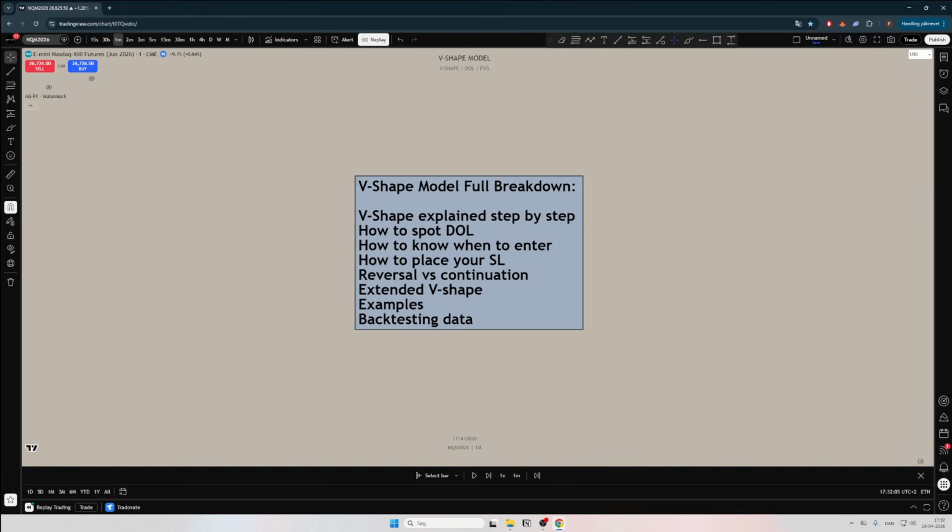A lot of you ask for a full breakdown of my V-shape model. So in this video I'll show you exactly how I trade it step by step. Then I'll talk about how to spot drawn liquidity, how to know when to enter your trade, how to place your stop loss, and then I'll talk about reversal versus continuation setups, extended V-shapes, something new I haven't talked about at all, examples of some setups, and then some backtesting data.